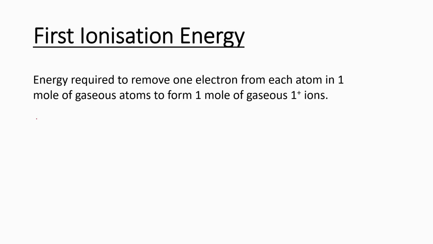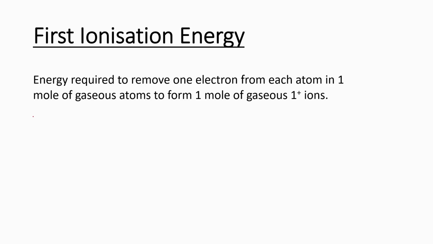Now, some definitions also include a statement referring to removing an electron from the outer shell, or the most loosely held electron. It's important to remember that the electrons in the outermost shell and also in the outermost orbitals are the highest energy, and they require less energy to remove, so they're easier to remove.